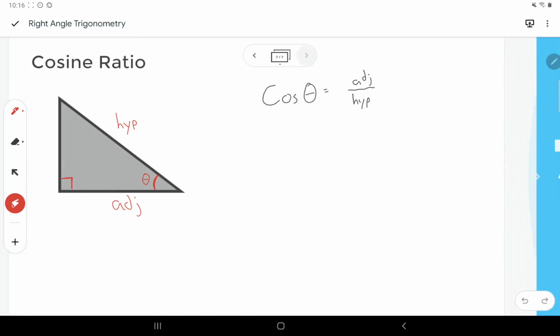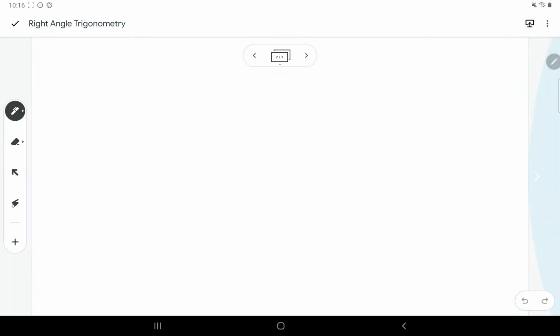So let's get a clean page here so we can take a look. Let's say we have a triangle that looks a little bit like this. Got our square corner up in the left there. We have 54 degrees up over here in this corner. We've got a side length of 13 up here, and let's say our unknown is over here.